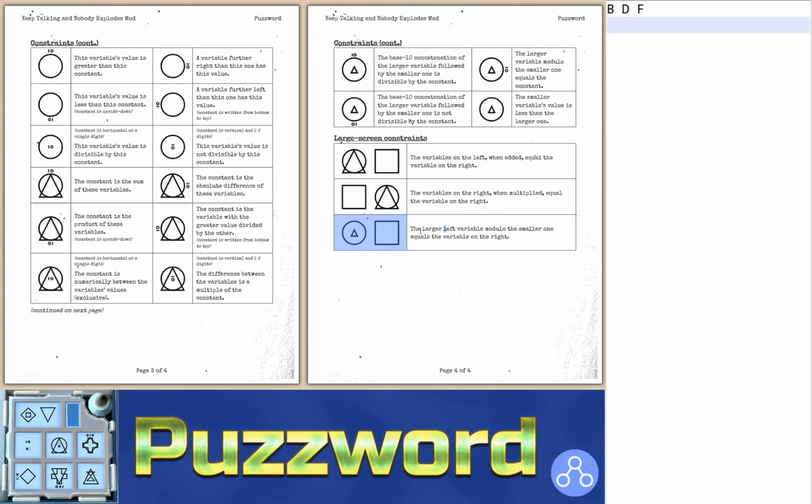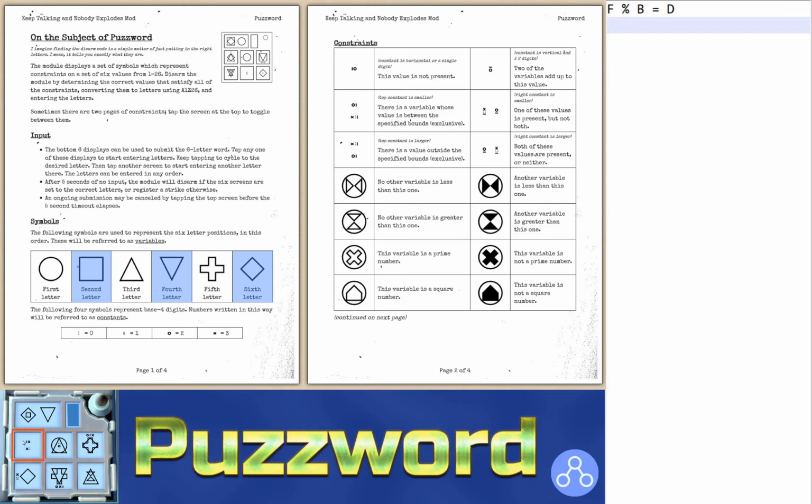So it says the larger left variable, so that would be in this case the diamond, which is the larger of the 2 on the left, modulo the smaller one, the one that's inside of it, so the diamond modulo the square, so that would be Foxtrot modulo Bravo, is equal to the variable on the right, which is Delta. So this is our first constraint. We now know a relationship between Bravo, Delta, and Foxtrot. Let's take a look at the next one.